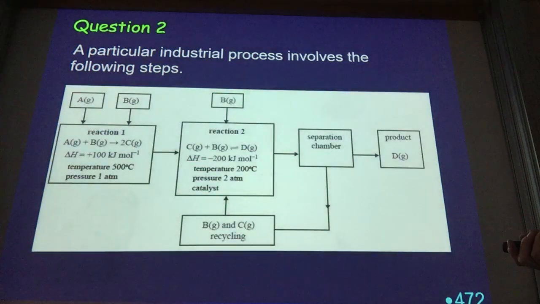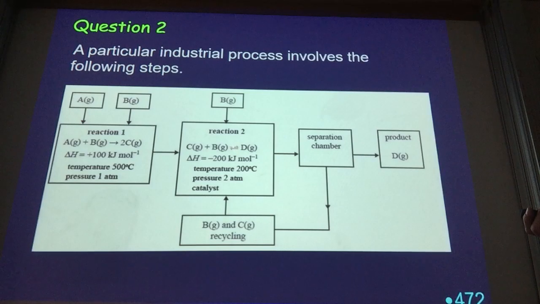Question 2. A plus B gives C. It's an endothermic reaction, which we do at 1 atmosphere. Endothermic, so we do it at a high temperature, 1 atmosphere, because same number of particles on both sides means pressure is not going to affect it. Then reaction 2, and also it's not an equilibrium reaction actually. One-way arrow. That's something you need to pick up there.